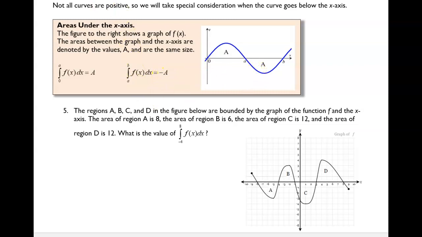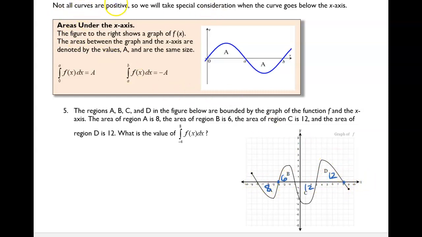So let's take a look at problem number 5. So we have the regions A, B, C, and D in this figure. And it tells me the area of region A is 8, the area of region B is 6, the area of region C is 12, and the area of region D is 12 as well. It asks me to find the value of the integral from -4 to 8 of f of x dx. So notice I'm not going to start until -4, and then I'll end at 8. So don't automatically assume you're using the whole graph here.